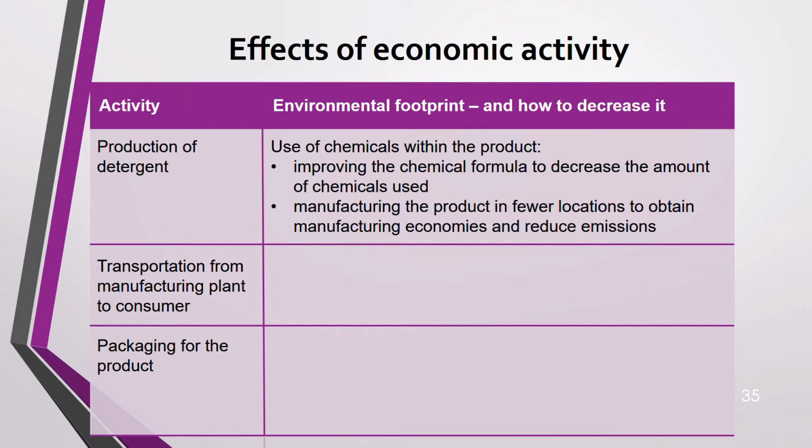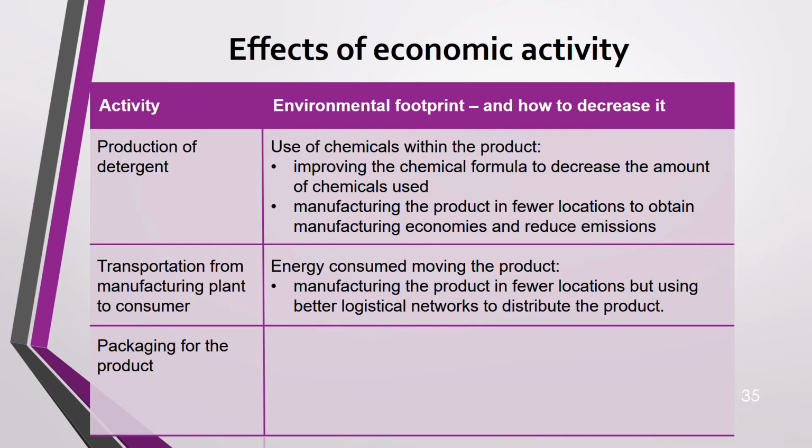Okay. The second activity is transporting from the manufacturing plant to the consumer. Transportation. Here, energy is consumed. Air is polluted, right? So, a way to reduce this is, again, manufacturing in fewer locations by using better logistic networks. The third activity is packaging the product. Here, the amount of material or the type of material that you use in packaging could have an environmental footprint. How to decrease it?